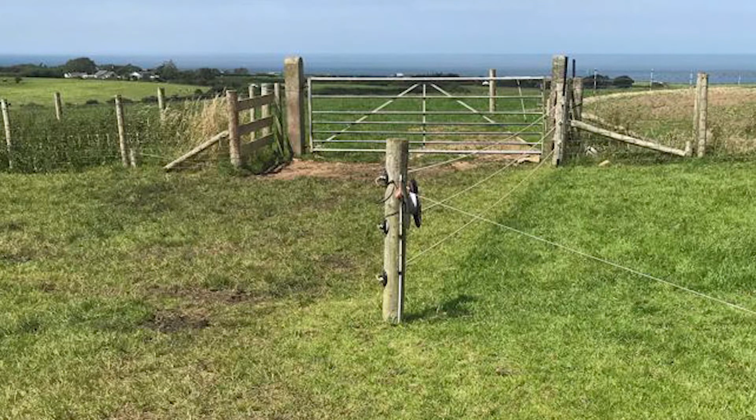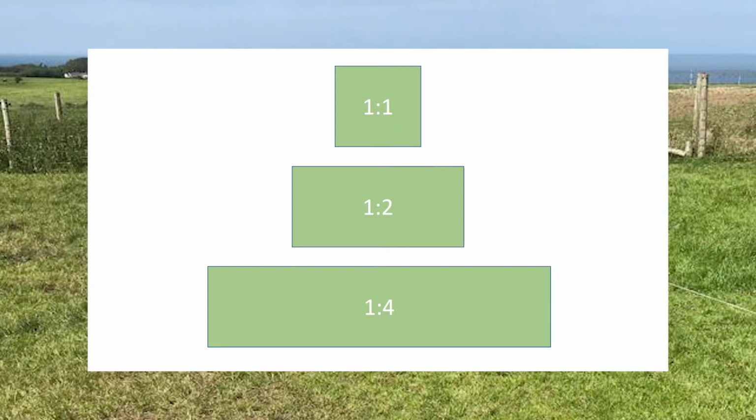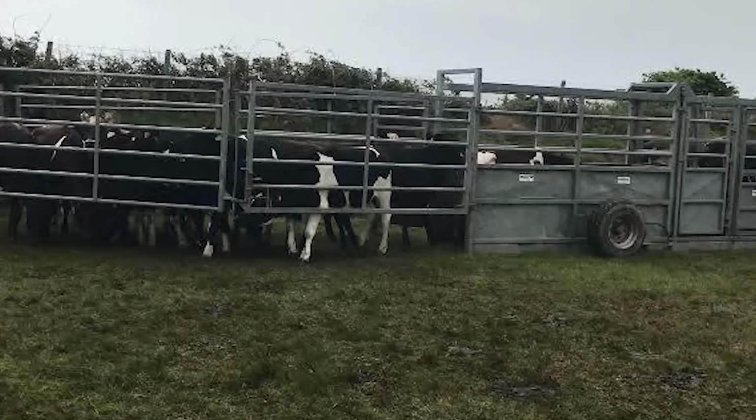The dimensions of subdivisions must also be considered. Grazing areas should not be narrower than a 1 in 4 dimension.